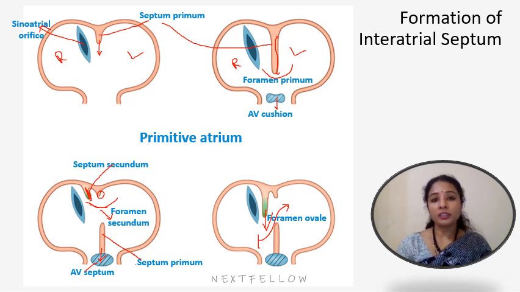So the interatrial septum is thus formed by two septa: septum primum that forms the lower part of the interatrial septum, and septum secundum which forms the upper part of the interatrial septum. Later, just at the time of birth or immediately after birth, the septum secundum and primum approximate with each other and completely fuse, closing this foramen ovale.